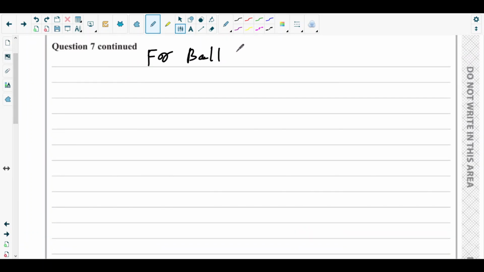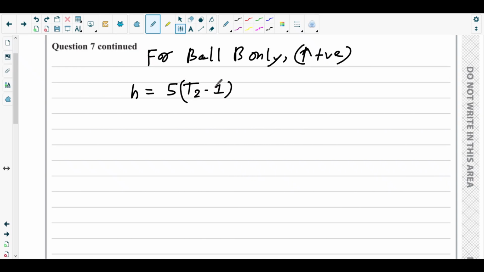For ball B only, same, upward as positive. The height is h equals ut: initial velocity is 5 times (t2 minus 1), since it has been projected 1 second later, minus half of g times (t2 minus 1) whole squared. Fine. Now what can we do? Both heights are at the same level, so both are equal. We can equate them, isn't it?